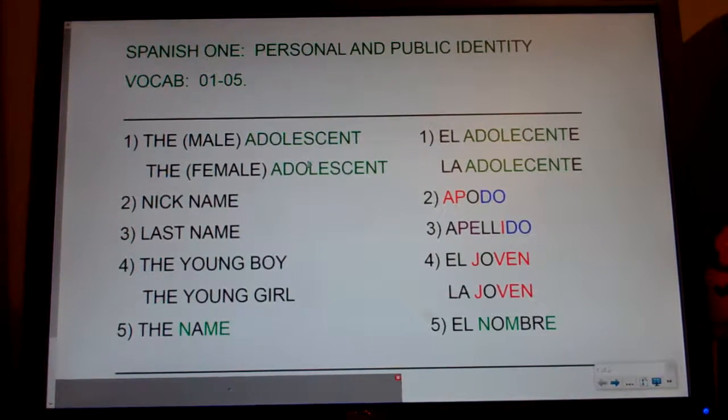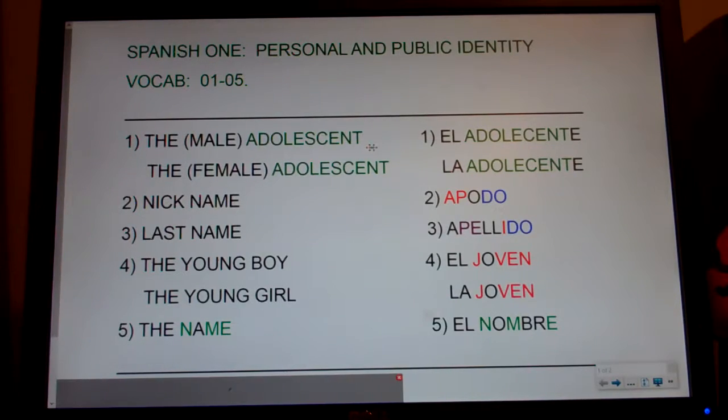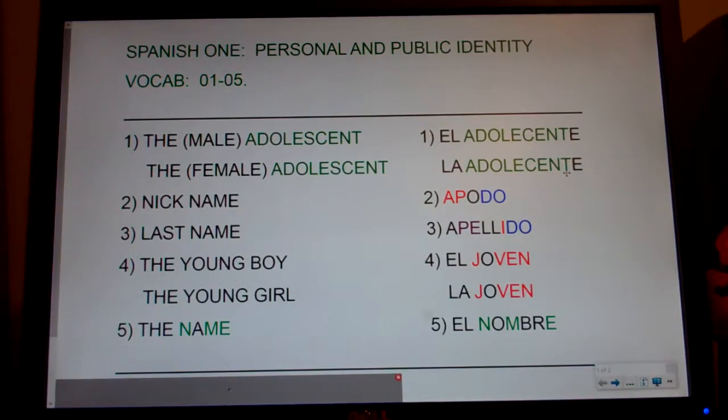Let's look at number 1. Notice almost all of the letters are exactly the same. All you do is add an E at the end. So in English it's adolescent, in Spanish it's adolescente with an E. If it's a male adolescent, it's el adolescente, and if it's a female adolescent, it's la adolescente. The E stays the same. E is both male and female. So a boy who's patient is paciente with an E, and a girl who's patient is paciente with an E.